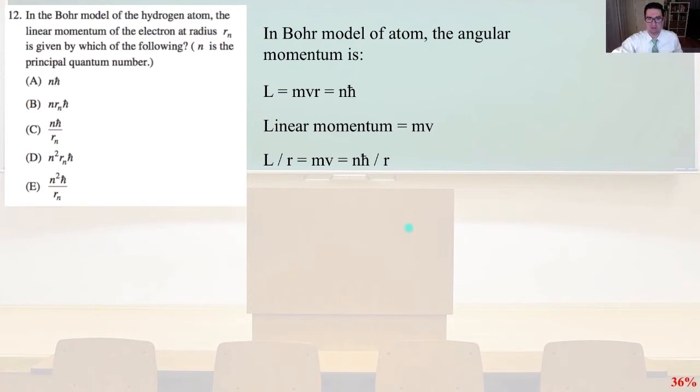So we all know linear momentum equals mv, which is our mass times velocity. So we're going to do L, which is angular momentum, divided by R, which should equal our linear momentum. That equals mass times velocity, so that just simply equals n h bar over R. That is answer C.